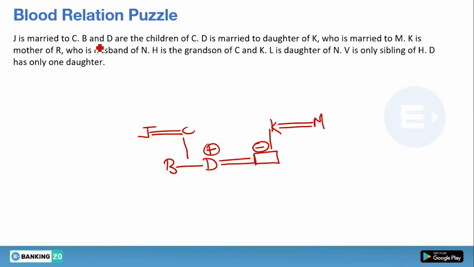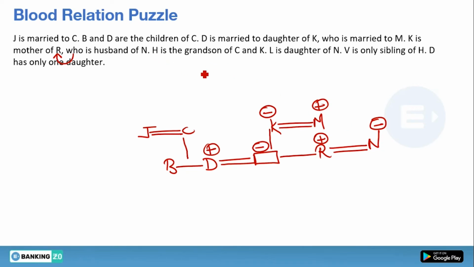Now K is the mother of R, who is the husband of N. Okay, who is the husband of N? It means R is the husband of N. And K is the mother of R. If K is a mother, it means K is a female, and M will automatically become male because they both are a married couple. And K is the mother of R. It means R is a sibling of this person. And R is the husband of N. It means that R is a male person and he is the husband of N. So N automatically becomes female.